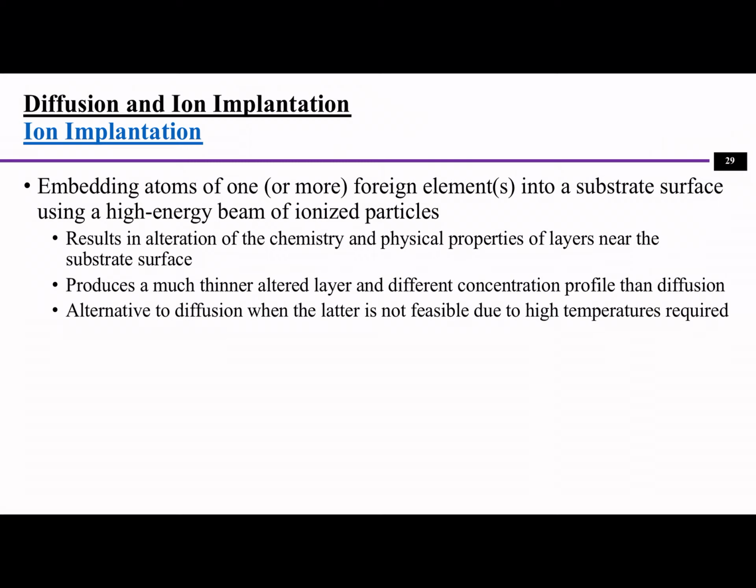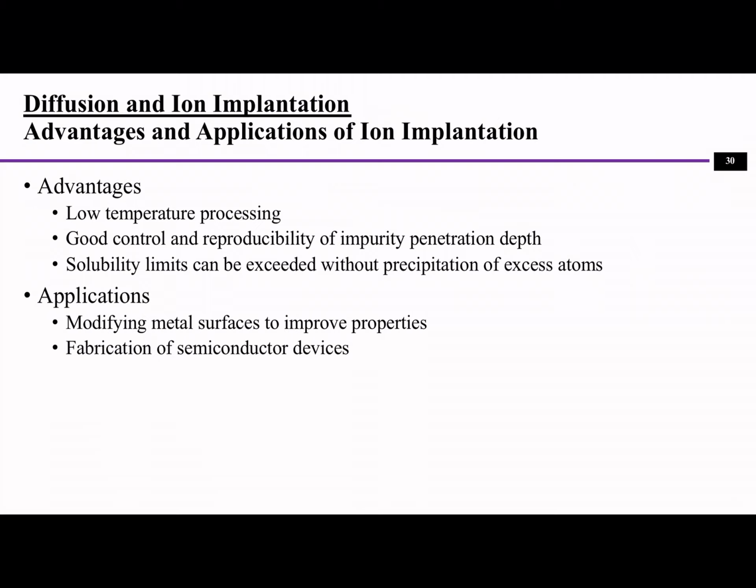So when we use ion implantation instead of diffusion, sometimes it's because it can be operated in a low temperature environment. And also we have really good control and reproducibility of impurity penetration depths, and the solubility limits can be exceeded without precipitation of excess atoms. But for diffusion, usually there is a limit for solubility.